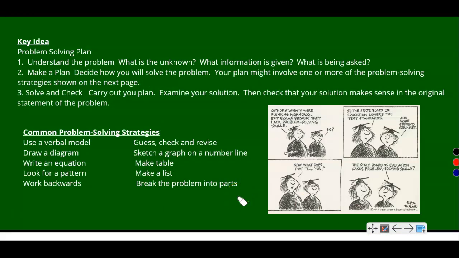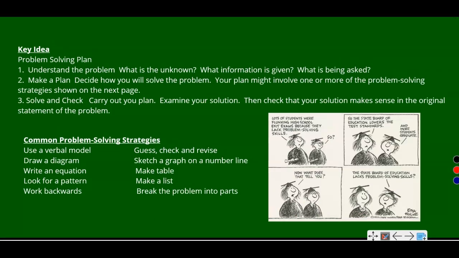All right, some key ideas that you need to remember here. The problem-solving plan: you need to understand the problem. What is the unknown? What information is given and what's being asked? Then you need to make a plan, decide how you will solve it. Your plan might involve one or more problem-solving strategies. Check and solve: carry out your plan, examine your solution, then check that your solution makes sense in the original problem. All right, so here's some common problem-solving strategies that you can use.